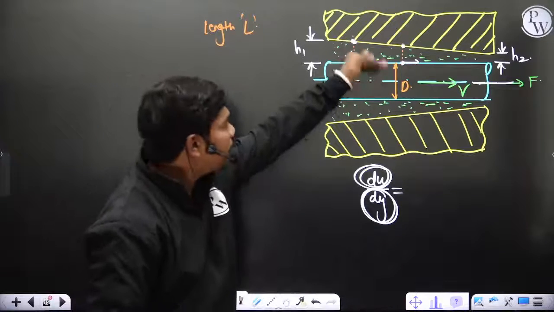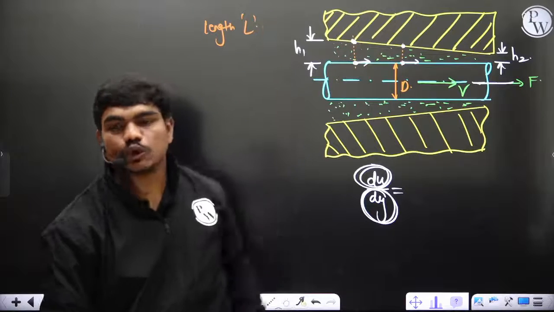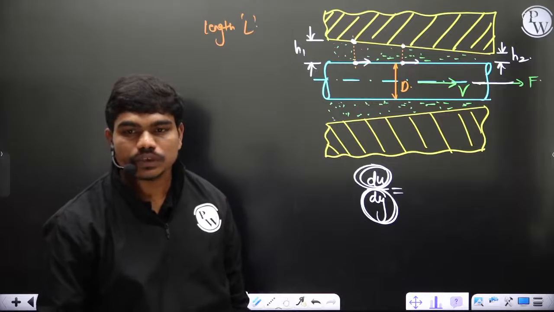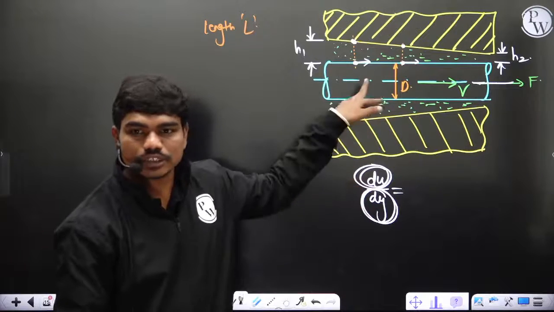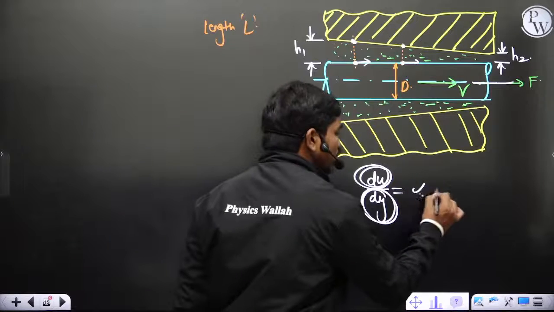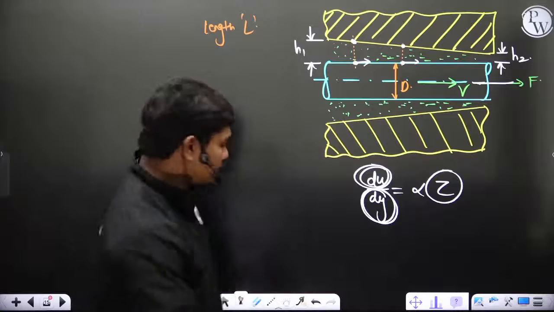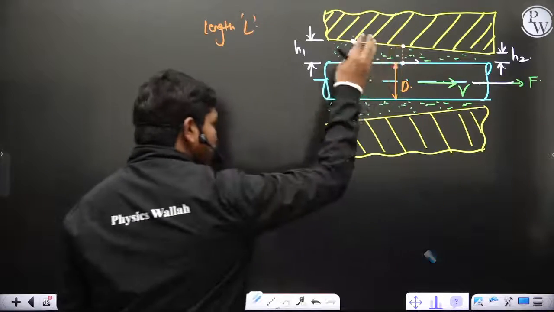The gap with which the velocity is increasing from 0 to V, is the gap same at these 2 locations, at these 2 sections? No, it is not same, correct? So if that is not same, then definitely this velocity gradient is not same at both sections, and since this depends on tau, this tau is also not same at both the sections. Clear?